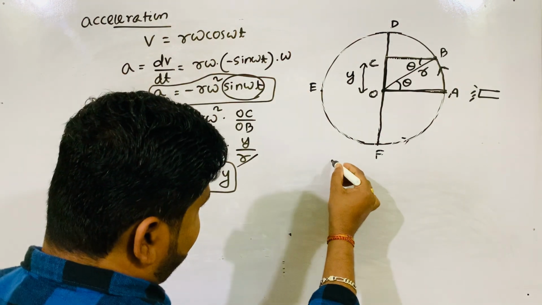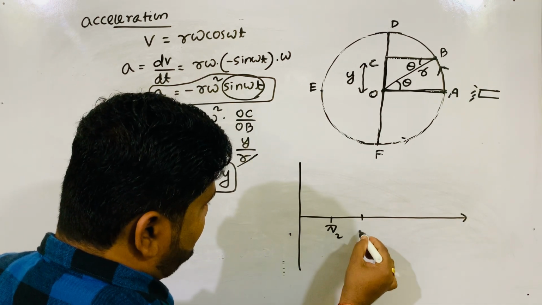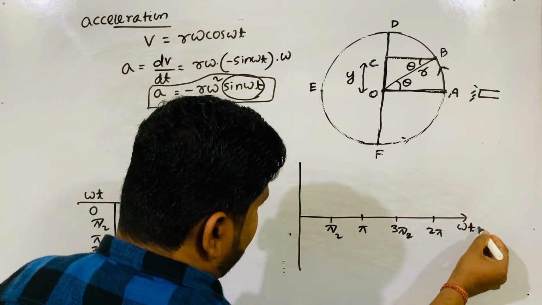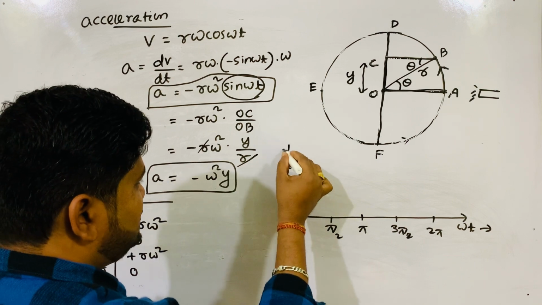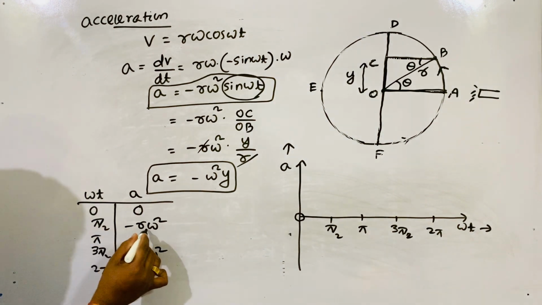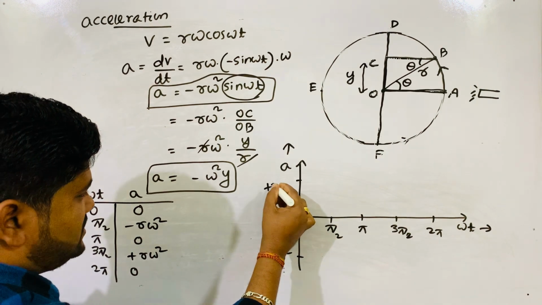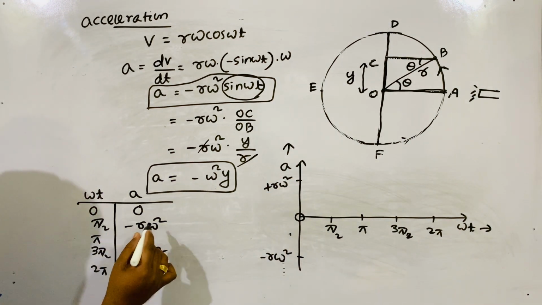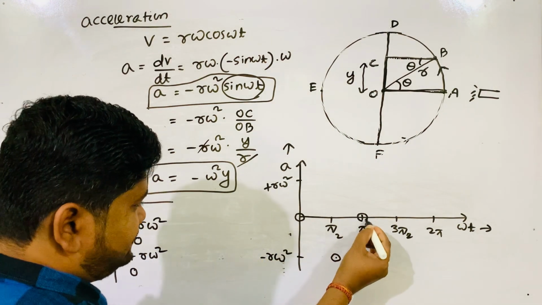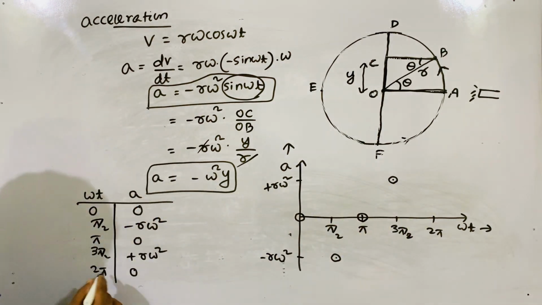Now let's draw the graph here. Pi by 2, pi, 3 pi by 2, 2 pi. This side omega t, this side acceleration. At 0, it is 0. At pi by 2, minus r omega square; take one point at minus r omega square, and one point at plus r omega square. At pi, 0. At 3 pi by 2, plus r omega square. At 2 pi, 0.